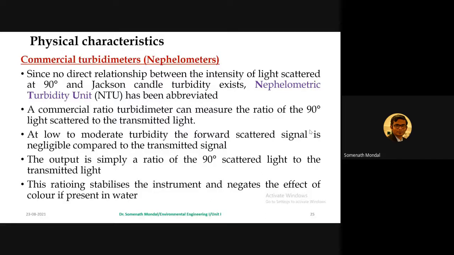Fine. So these are the important things which need to be kept in mind while talking about modern day turbidimeters. And there might be questions. People may ask you what the difference is between modern day nephelometers and all those conventional methods which we have discussed. So you should be able to tell the difference. In any commercial ratio turbidimeter, what is the difference from the one which we have discussed before in the conventional one? Mainly, in this case we don't talk about the direct light, we talk about the transmitted signals, and the output is simply a ratio of the 90-degree scattered light to the transmitted light. So that part is very important to remember.